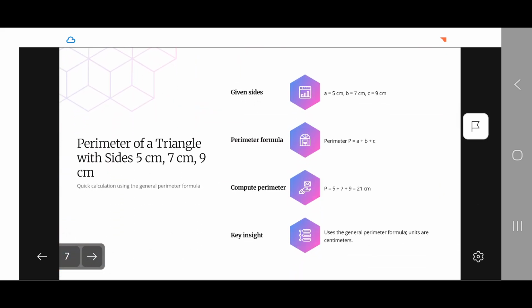So perimeter of a triangle has sides 5 centimeters, 7 centimeters, 9 centimeters. So, a quick calculation using a general perimeter formula. Given sides, A equals 5, B equals 7, C equals 9. So, the perimeter formula is A plus B plus C, which is a general triangle. Compute the perimeter. 7 plus 5 is 12, plus 9 is 21. So key insight: use the general perimeter formula, in centimeters.